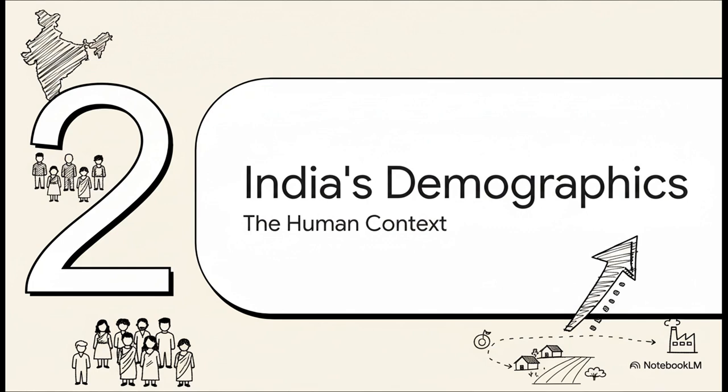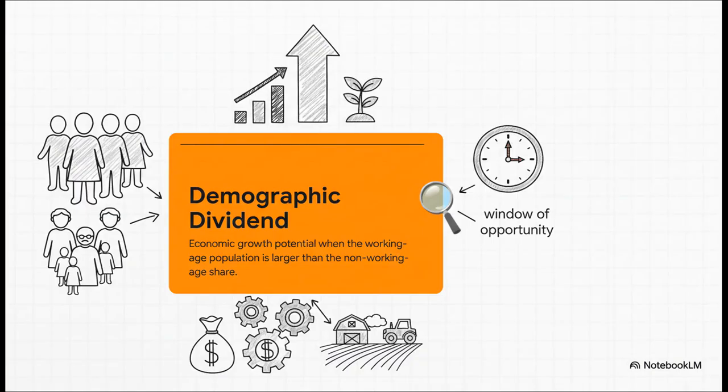Okay, so we've looked at the problems. Now let's shift gears and talk about the people. Because you really can't understand India's development story without understanding its demographics. You will almost certainly see this term on your exam, the demographic dividend. The easiest way to think about it is like a limited time opportunity for a country's economy. It's that sweet spot in time when you have more people of working age than you have dependents, kids, and the elderly. This massive workforce can, in theory, fuel incredible economic growth.